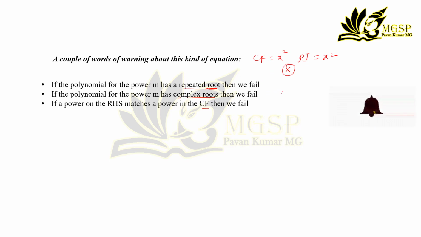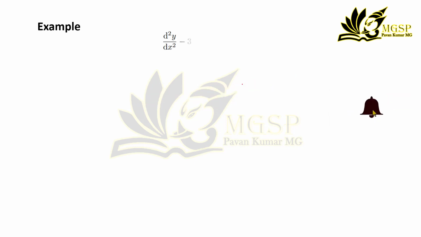Similarly, if the term contains some complex root, e power ix or some e power i theta form, then we cannot use this method. Also, repeated roots. In the previous video I discussed the repeated roots. So suppose m1 is equal to 2 and also m2 is equal to 2, we can't use this method. So this method fails. For cases containing e power ix and repeated roots, there are some other methods which we are going to discuss in the upcoming videos. Let's go for an example.